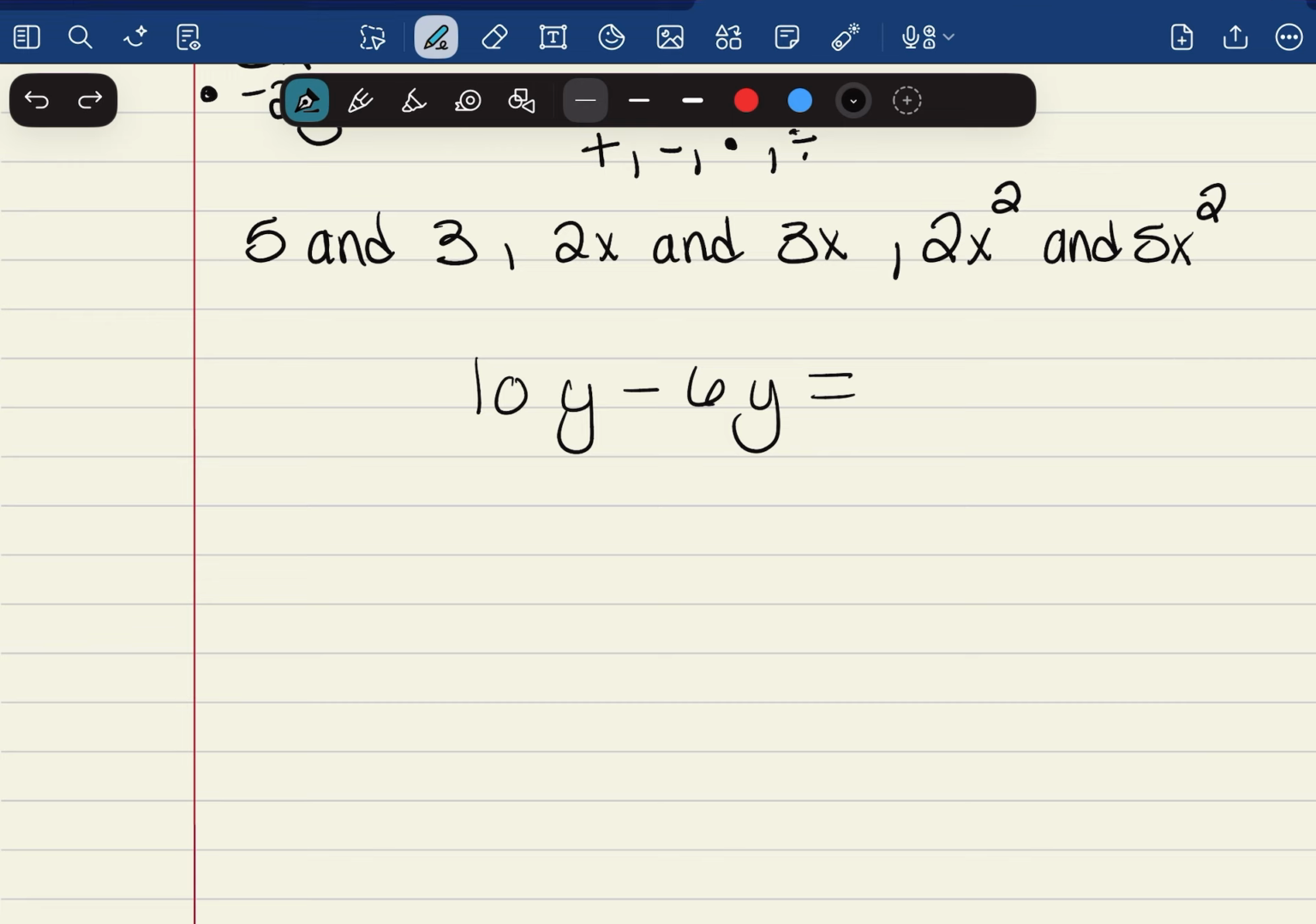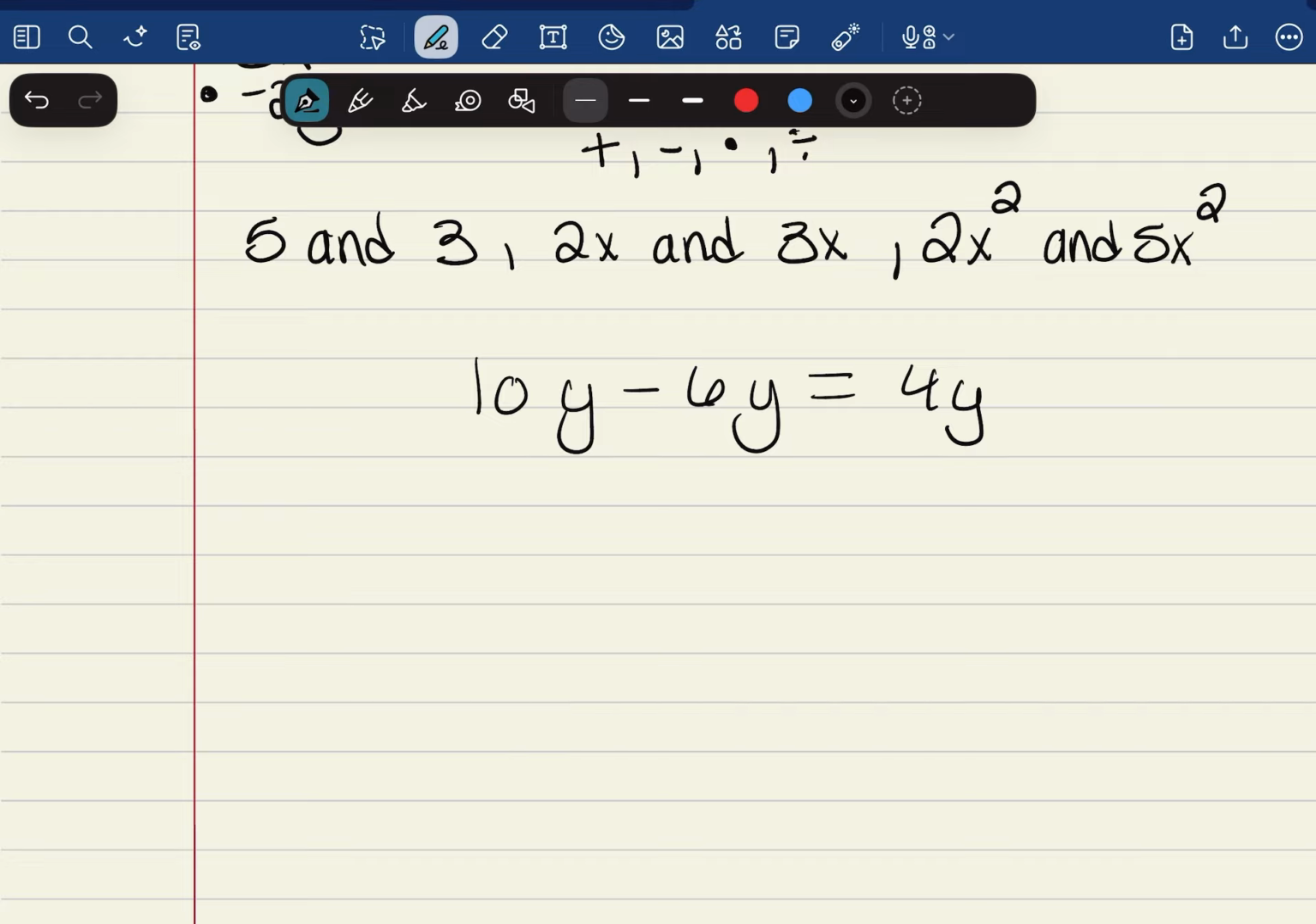10y minus 6y. You have 10 y's basically, and you're taking away 6 y's. What do you get? Exactly. 4y.